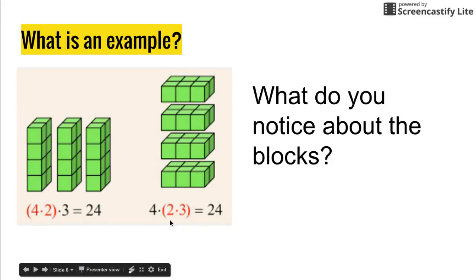So if we look over here, these blocks are grouped differently. They are first grouped in a 2 by 3 manner. So 2 by 3, and then we needed 4 of those. So 2 by 3, 2 by 3, 2 by 3, 2 by 3. So they're grouped differently. You can see that these are grouped differently than these. However, if I counted up all of the blocks over here, there would be 24. And if I counted up all of these blocks, there would still be 24. The product holds true in both of these situations.